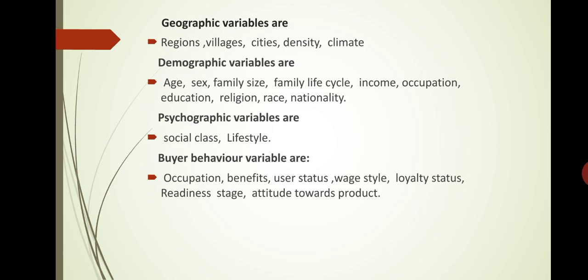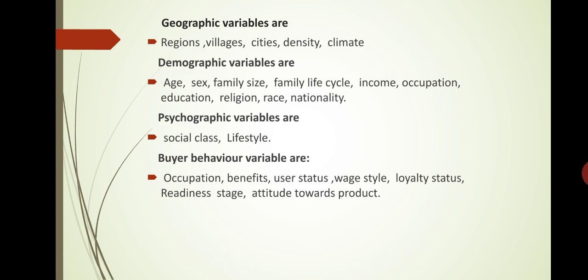Next, second one, demographic variables. I already told age, sex. According to the age, sex, family size, family life cycle, income, occupation, education, religion, race, nationality. So from these criteria, they divided the total market into different products according to the needs and attitudes of the customer. And psychographic variables, social class and lifestyle.